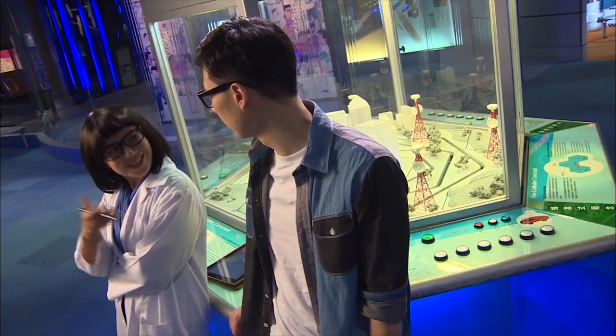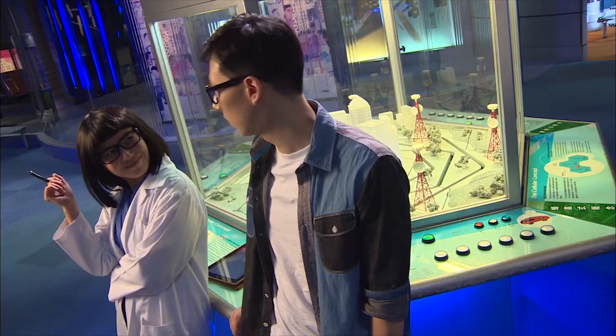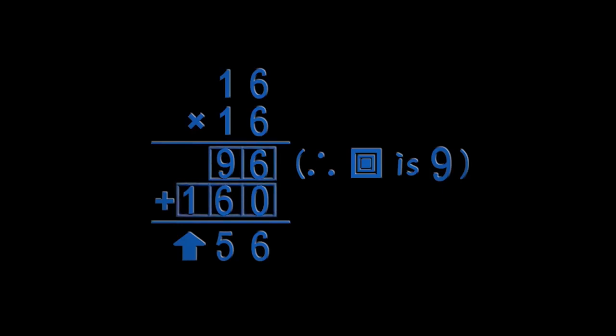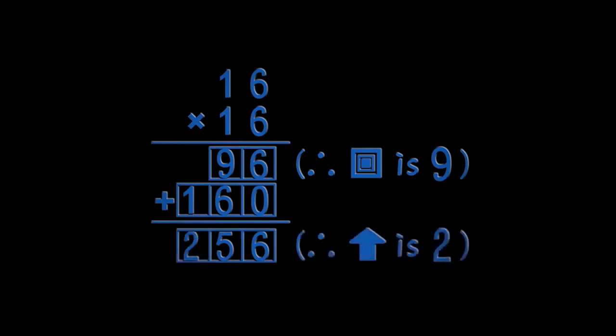John, you got some ideas now, haven't you? It's obvious that 16 times 16 is equal to 256. 16 times 6 is 96, so square is 9. The sum of 96 plus 160 is 256. Therefore, arrow is 2. John, you've almost found a code. Keep going.